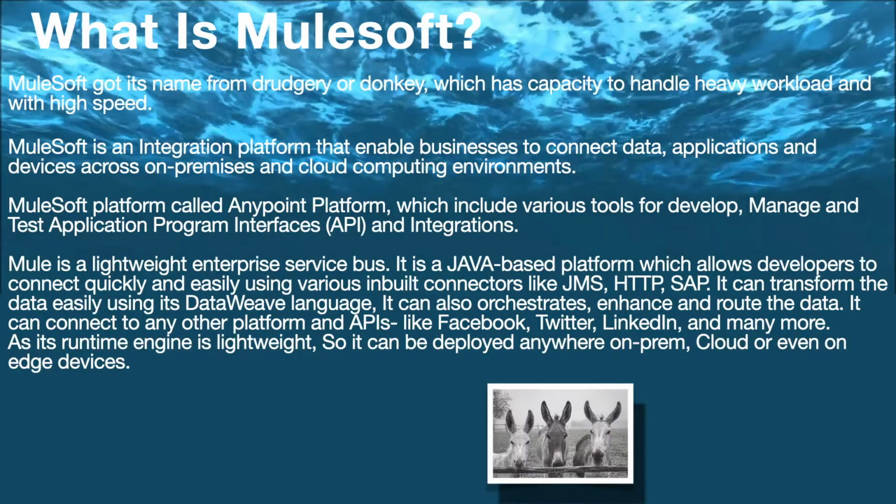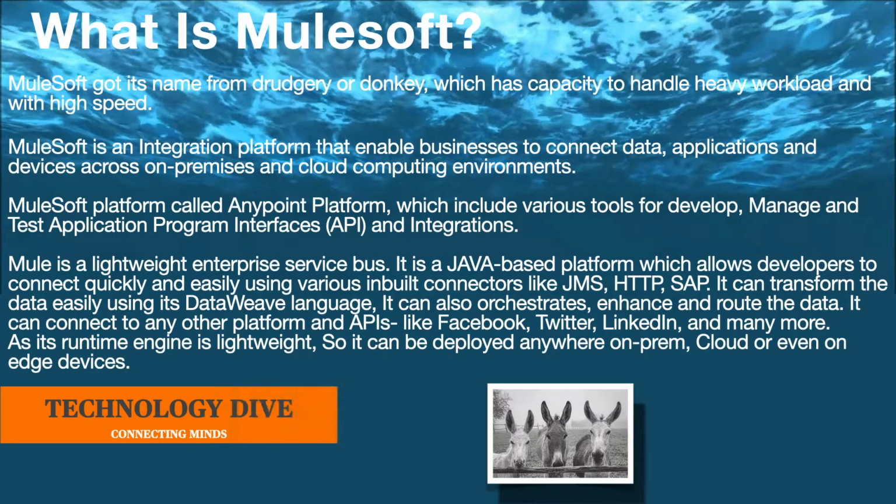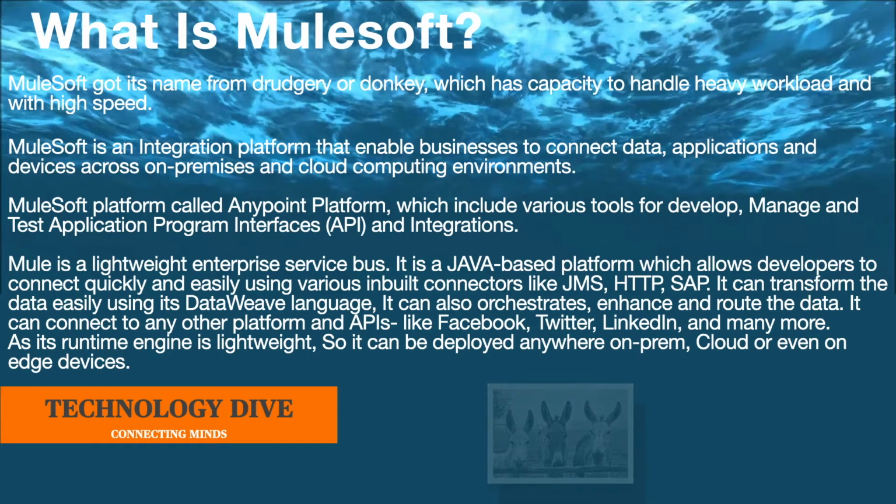MuleSoft got its name from mule, a hybrid of a donkey and a horse. Donkeys can pull heavy workload and horses can run fast. So MuleSoft has chosen this name to show its platform capacity where MuleSoft can handle heavy workload and also process and develop APIs at lightning speed by developing reusable APIs.